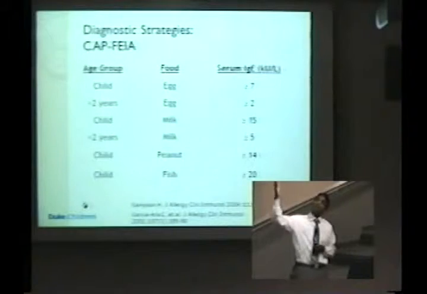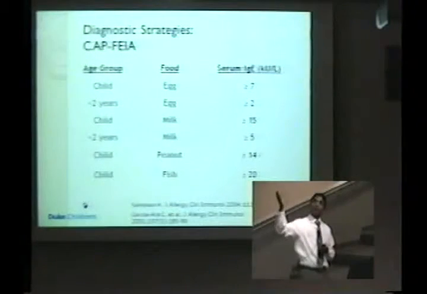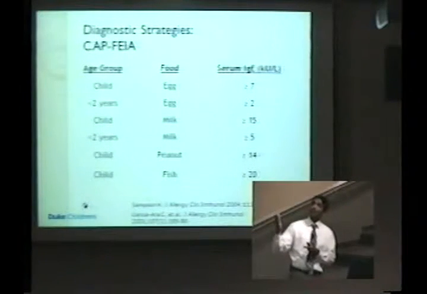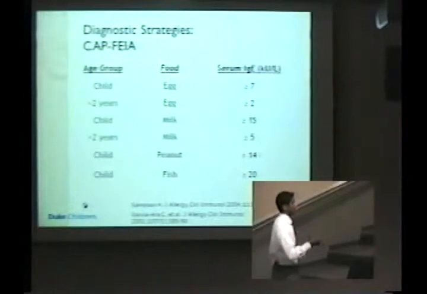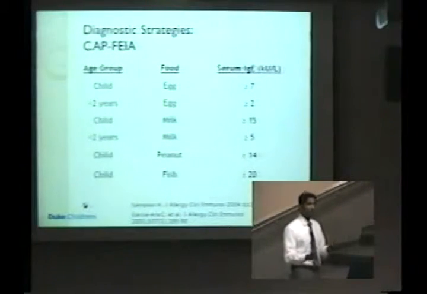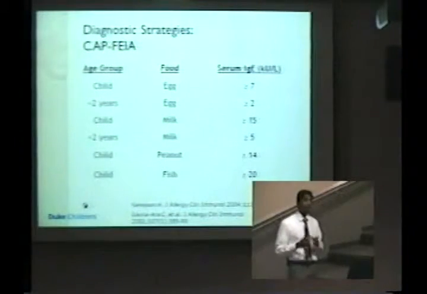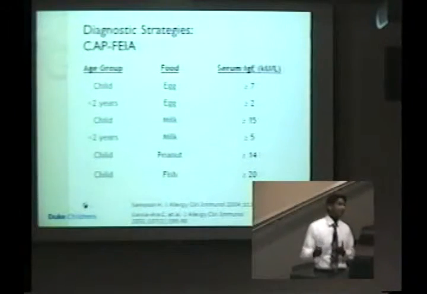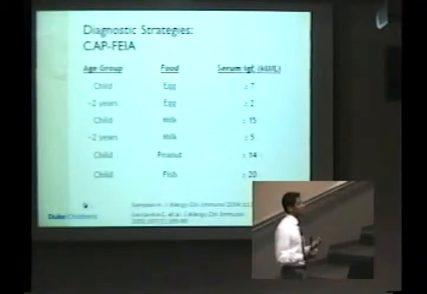So if you look at the top line, if you have a kid who's older than 2 years old, who you suspect food allergy, and they have an IgE to egg greater than 7, that person has a greater than 95% chance of having a reaction. Any reaction. Again, it could be mild, could be severe. We have no idea where in the range it's going to be. And so as allergists, we use this a lot to help determine if someone's allergic or not.